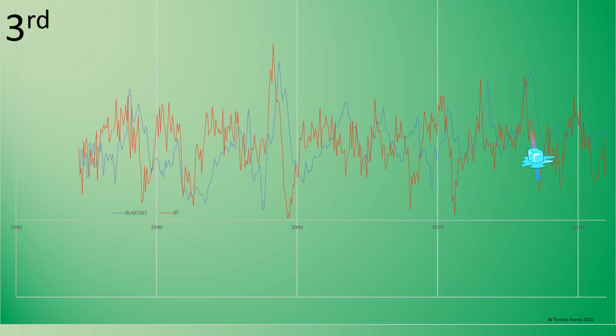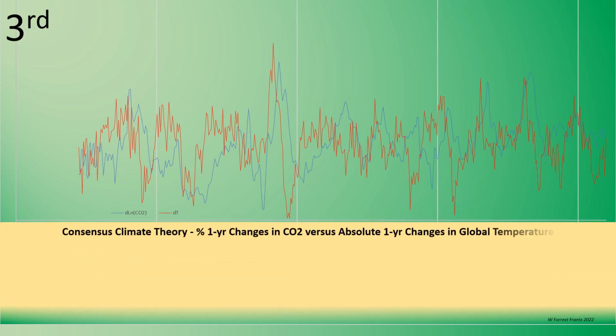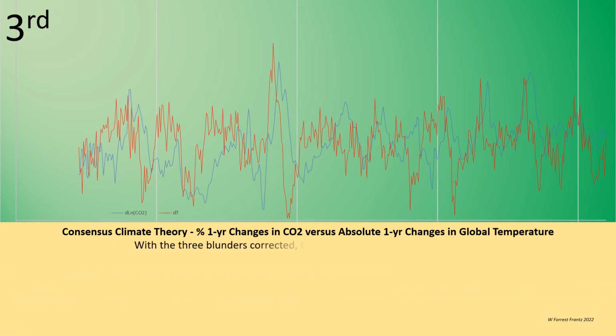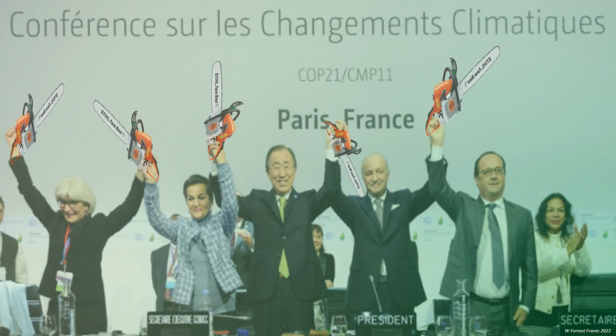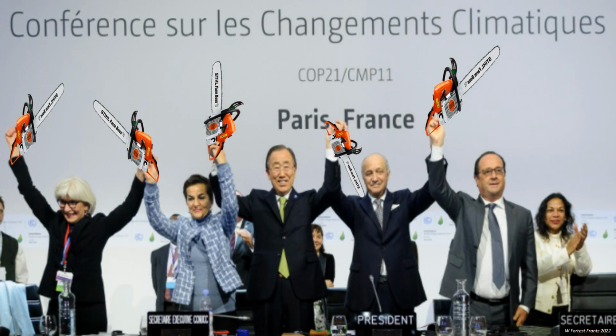Yes, cooling. With the three blunders corrected, the correct possible cause coefficient is -10%. That means that changes in CO2 explain 10% of the variation in global temperature, but negatively. CO2 dampens, does not cause, global warming. Now do you understand the inconvenient lie caused by human error, but perpetrated by Al Gore's sect of eco-terrorists?